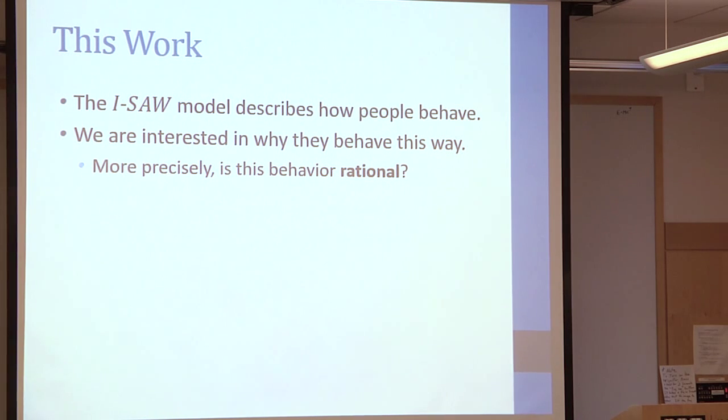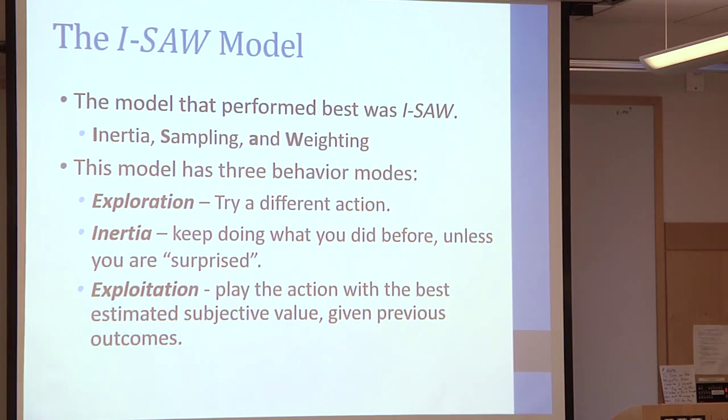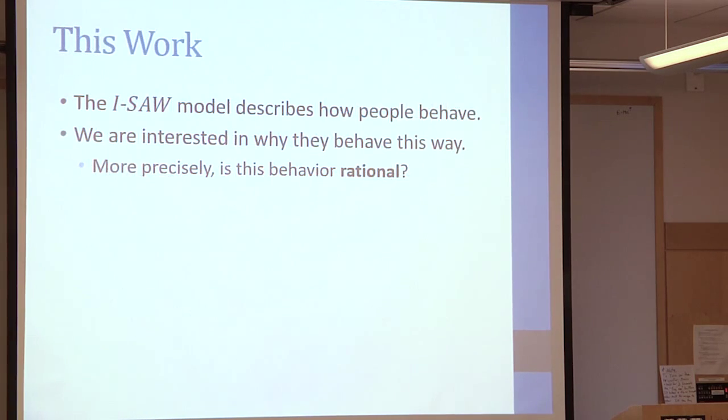Okay, so we're interested in why. Why do people behave that way? And more precisely, is this behavior rational? Okay, it's not what the unbounded Bayesian updater will tell you to do. If you know how the game behaves, you can collect all the samples. You don't need to do inertia. You don't need to do anything. Just always look at what the best probability is and make your decision like that. Okay, so we want to try and say that this actually makes sense.